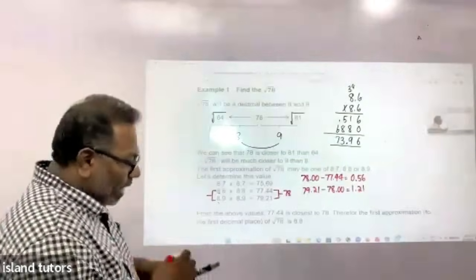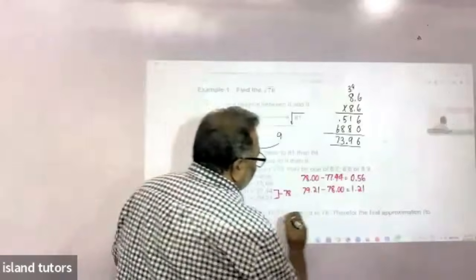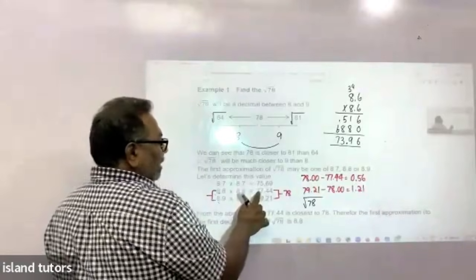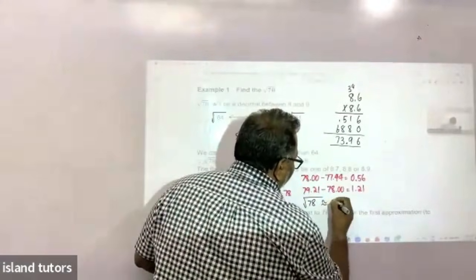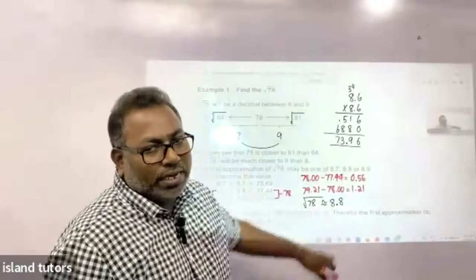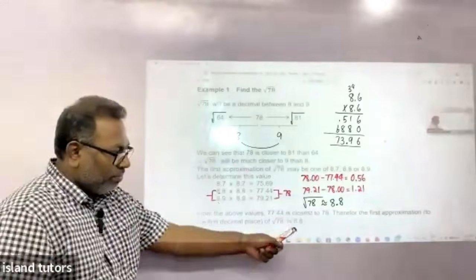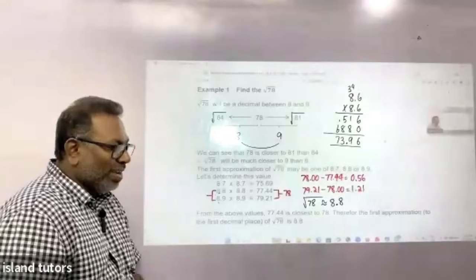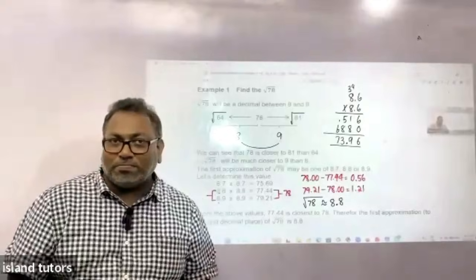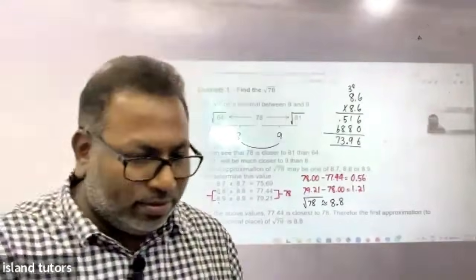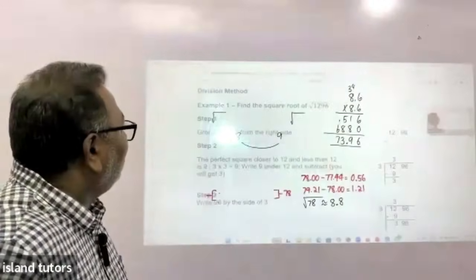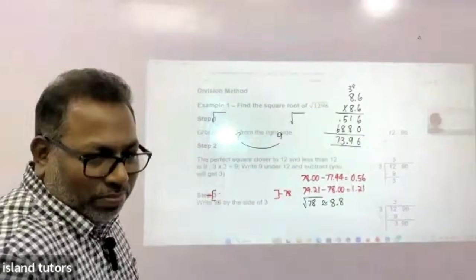So therefore, the square root of 78, we can say this value is closest to 78. So approximately your square root of 78 is 8.8. Okay, so you have to do a bit of a calculation, approximation, and find the answer. Normally, so that is the approximation method.